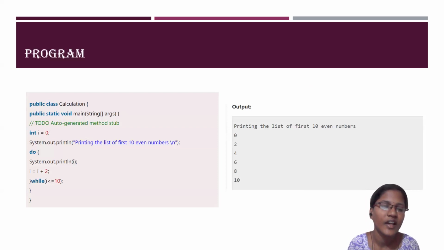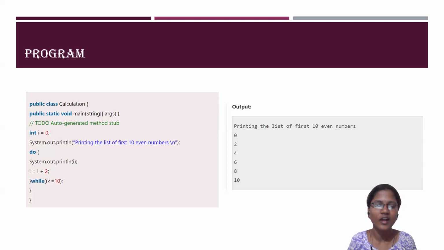Here I have declared a class calculation, and I have written the main function here. I have declared a variable called i equal to 0, and I have written a print statement printing the list of 10 even numbers. And I have written a do statement, do print i, and i is equal to i plus 2, while i is less than or equal to 10.